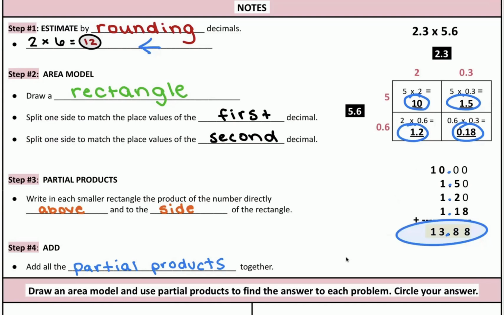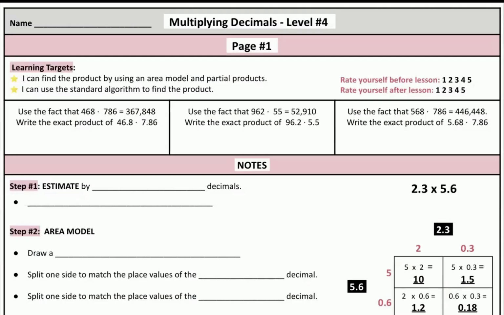Now let's practice with some examples. Remember, you can always pause the video if you need more time, and you can always refer back to these notes in this example if you need to. Under our learning targets, we have 3 warm-up problems. I'm going to work on the first 2 with you.